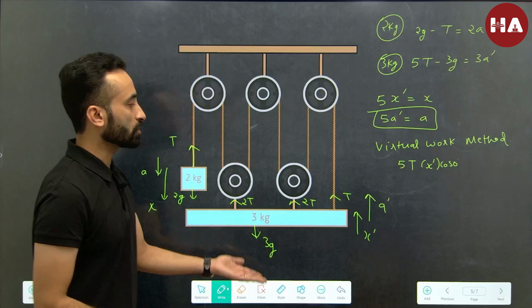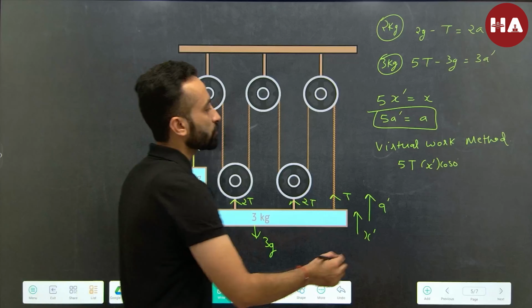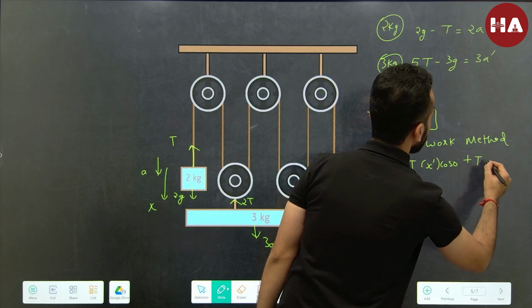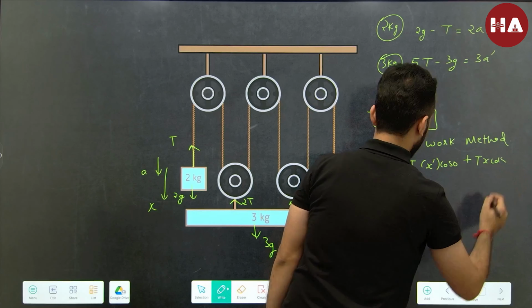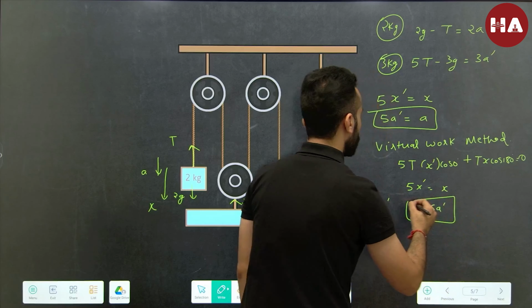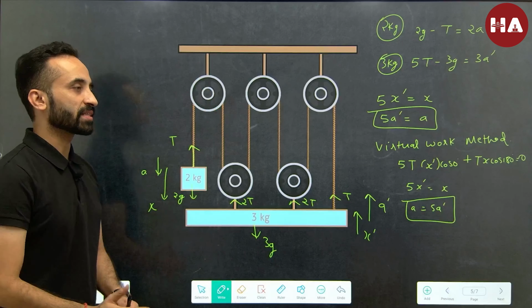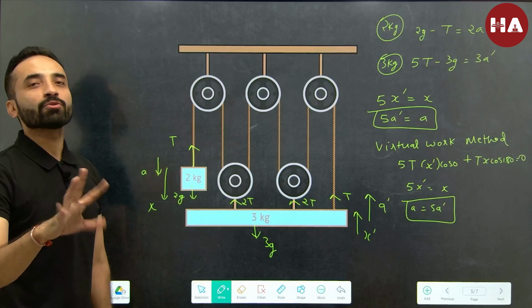Into cos 0, because tension is also acting upwards and displacement is also upwards. While for the 2 kilogram block, it is T into x into cos 180, and that should be equal to 0. Ultimately, it's giving you the same relation, that 5x' is equal to x, or a is equal to 5a'. So I leave it to you, but I in fact think that you should know both the methods, so that you can also verify your answer sometimes.